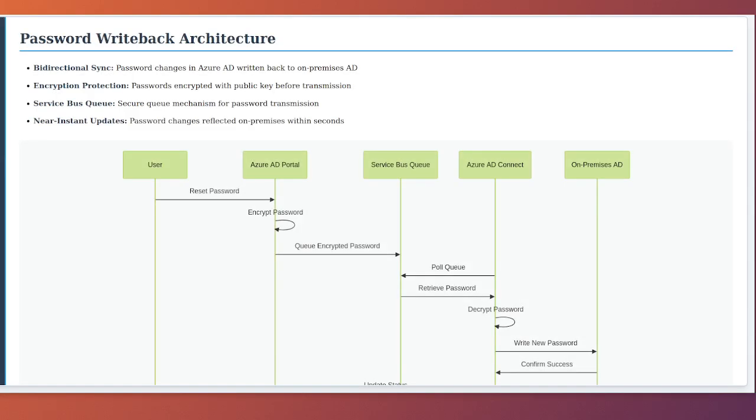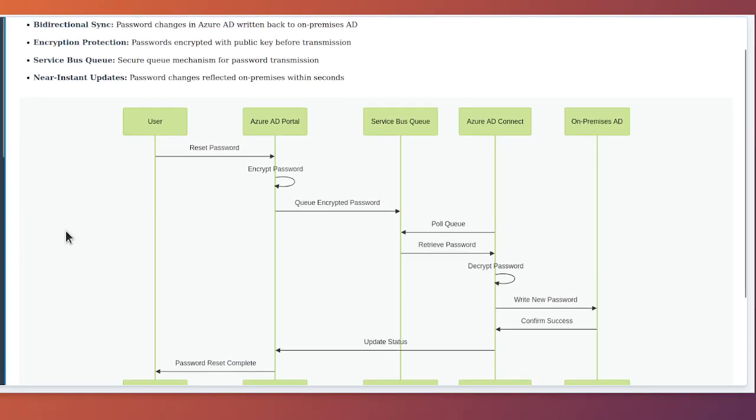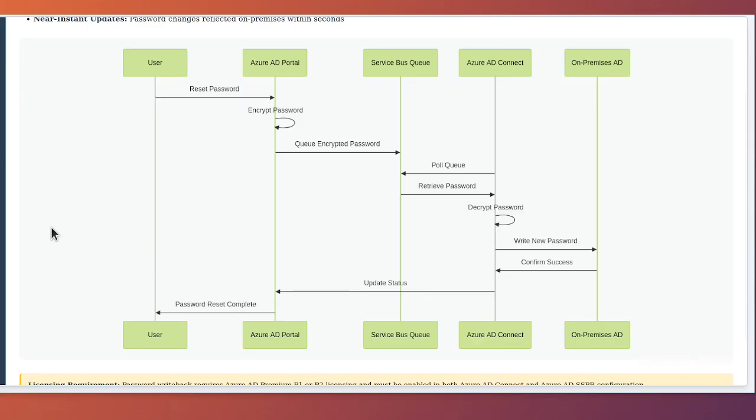Password write-back configuration. Password write-back is a premium feature available with Azure AD Premium licensing that enables passwords changed or reset in Azure Active Directory to be written back to on-premises Active Directory. This capability provides a seamless self-service password reset experience where users can reset their passwords through the Azure AD portal or Office 365, and those changes are immediately reflected in the on-premises environment. Password write-back eliminates the synchronization delay inherent in password hash synchronization and enables true bidirectional password management.